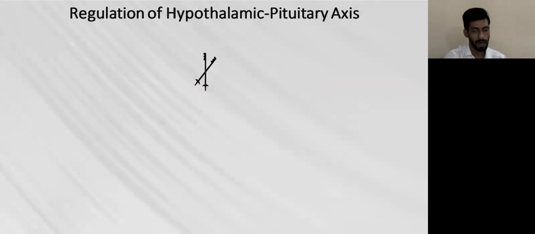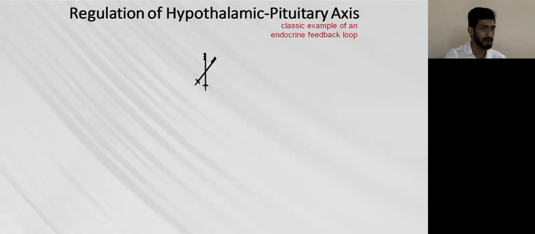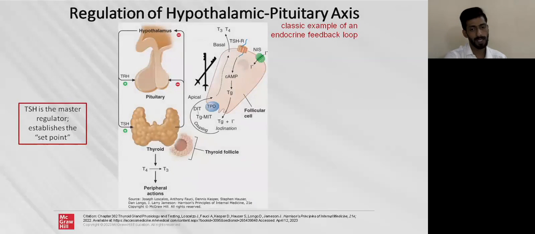Now, how does this whole secretion and the regulation of thyroid hormone secretion happen? That is, like we again know, through our hypothalamic pituitary axis, which is a classic example of an endocrine feedback loop. The thyroid axis is one of the most sensitive axes. So this is a quick picture again showing the general basis of a hypothalamic pituitary axis. So your hypothalamus is releasing TRH, which is your thyrotropin releasing hormone, which is stimulating your pituitary, which is releasing your TSH, which is stimulating your thyroid follicular cells to produce your T3 and T4.